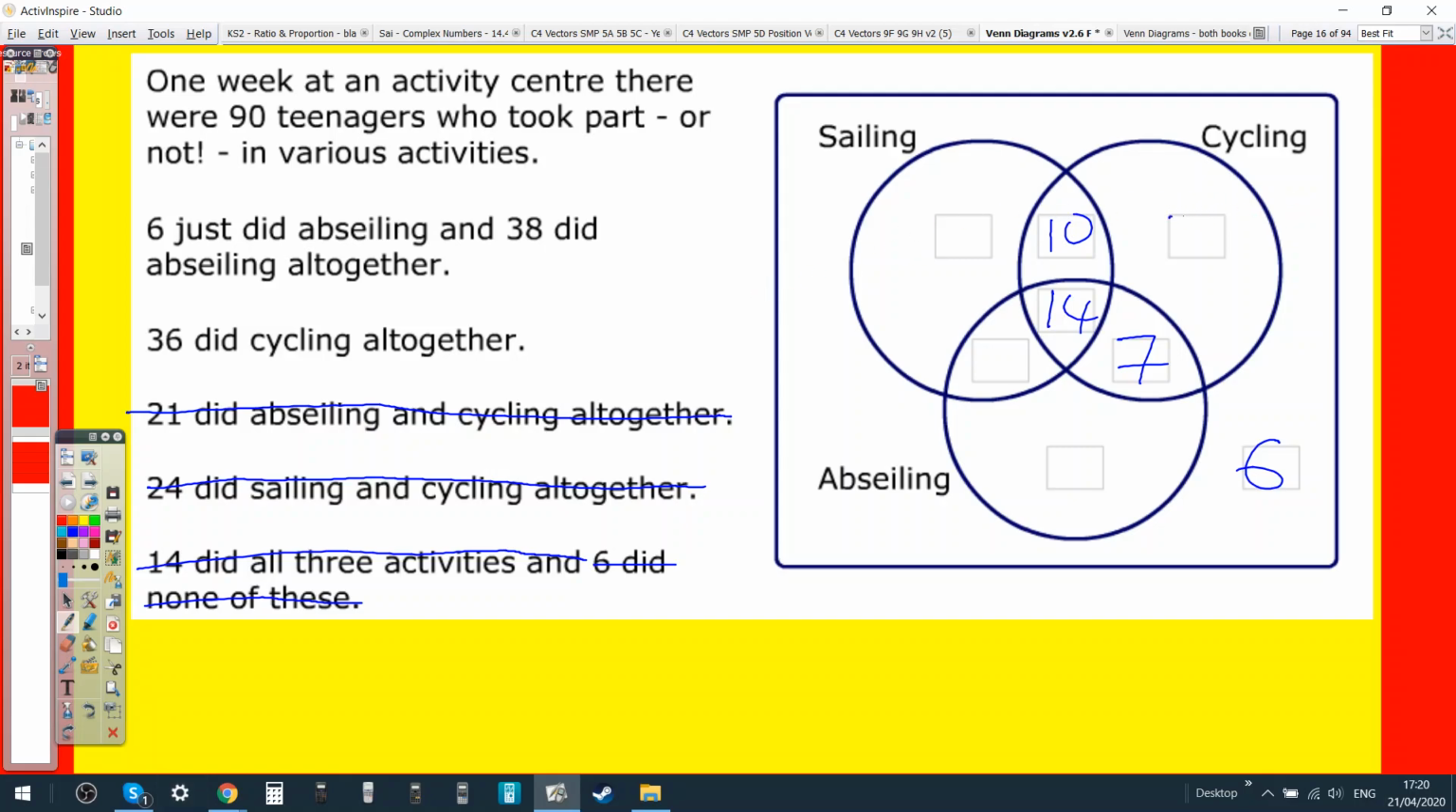So cycling is 7, so they add up to 36. Hang on. So 14 plus 7, 7, 14, 21. Plus 10 is 31. So 31 plus what makes 36? Yeah. So it's not 7, it's 5. Okay. Okay, what next?